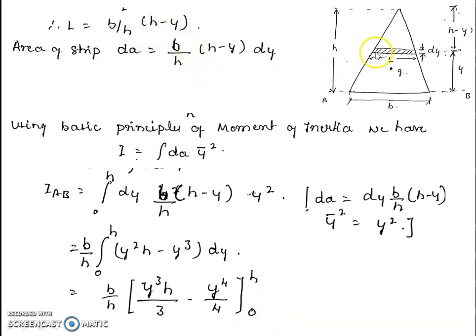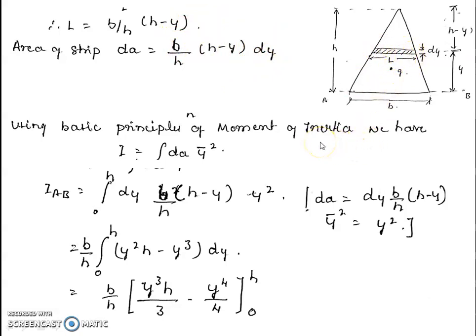Now, what is the area of this strip? The area of this strip is dy, that is the width, multiplied by the length L. L is nothing but b by h multiplied by (h minus y). This is the length L, and this is the width dy of the small elemental area dA.